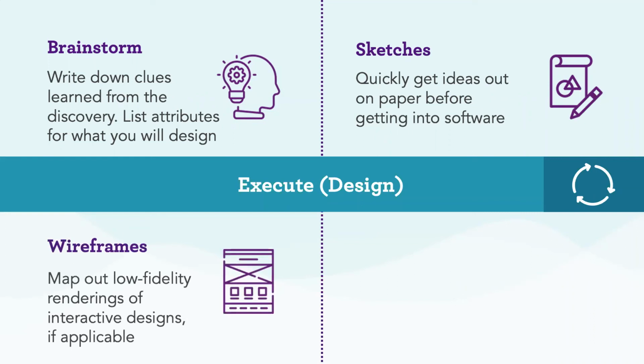Then we have wireframes. So this is how you can map out a low fidelity or low detail rendering, especially if you're doing some type of interactive design, like if you were doing a website or a mobile app. So anything that's going to be interactive, it's going to have multiple steps for someone to click on or tap on with their finger. We want to be able to map this out through wireframes first so that we can figure out the interactivity, where things are going to go, call to actions, all that kind of stuff. It's a lot easier to make changes here before we actually start coding and designing in real time.